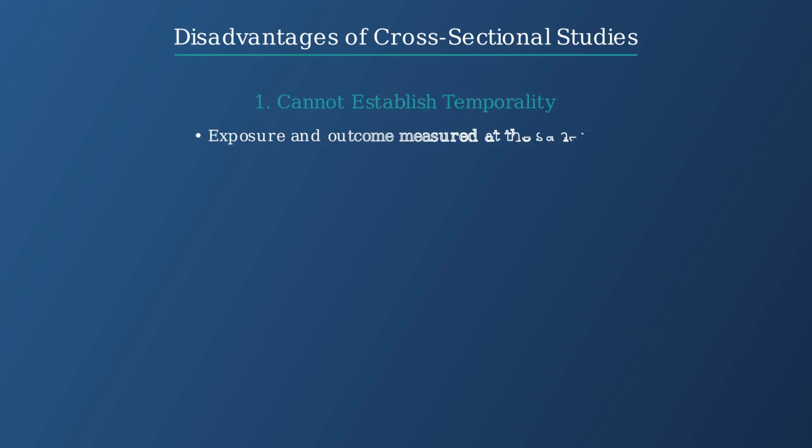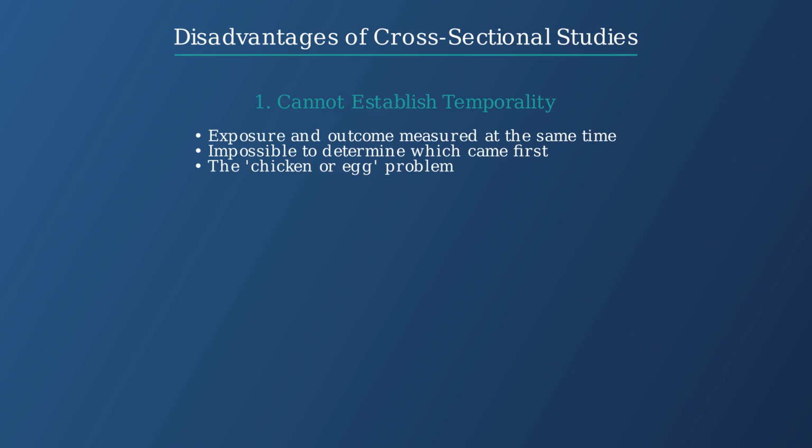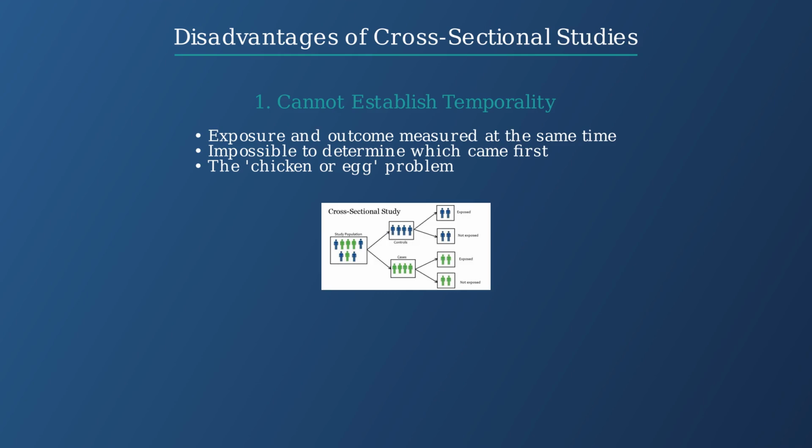Despite their utility, cross-sectional studies have significant limitations that researchers must consider. The first major disadvantage is the inability to establish temporality. Since both exposure and outcome are measured at the same point in time, it becomes impossible to determine which came first. This diagram shows how, in a cross-sectional study, we observe both exposed and unexposed cases simultaneously, making it difficult to determine if the exposure preceded the outcome.